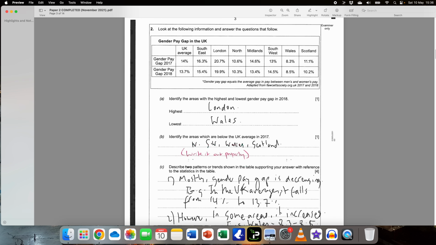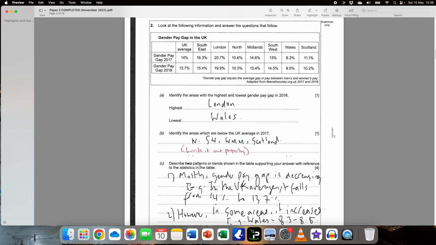Next question. Two patterns or trends shown in the table, supporting your answer with reference to the statistics in the table. You have to use the stats, the percentages or the numbers, whatever they are, from the table as examples. So two trends, two things that we notice as patterns in the data. Well, we can say that generally, across most of the areas, the gender pay gap is decreasing. So you can say the UK average, the gender pay gap has decreased. It falls from 14% to 13.7%.